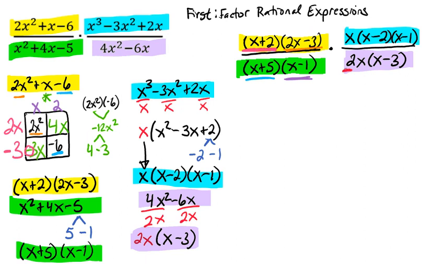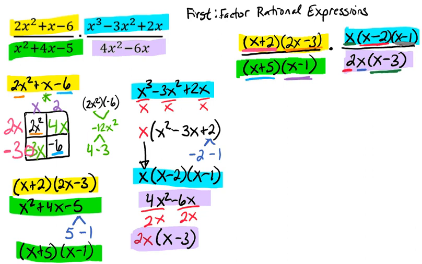Here we have a 2, and that's its own piece. And here we have an x, and that's its own piece. And here we have an x minus 3, and that whole thing is its own piece. And we've got an x up here, and that's its own piece. And we have an x minus 2, and that's its own piece. And we have an x minus 1, and that's its own piece.